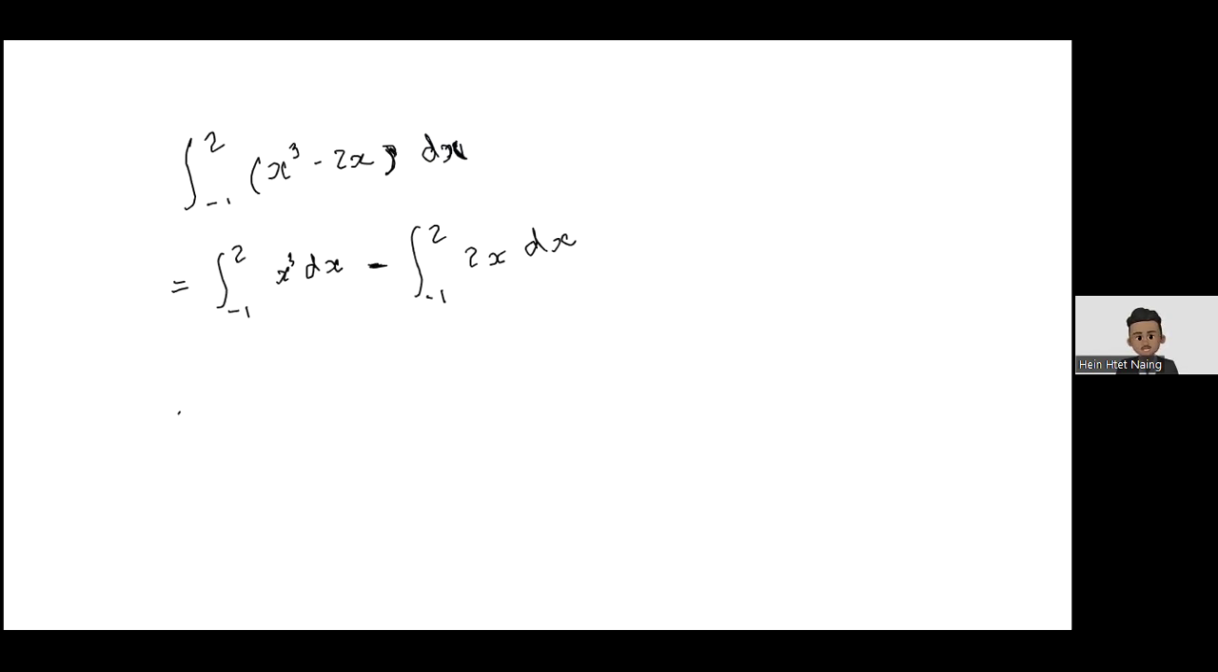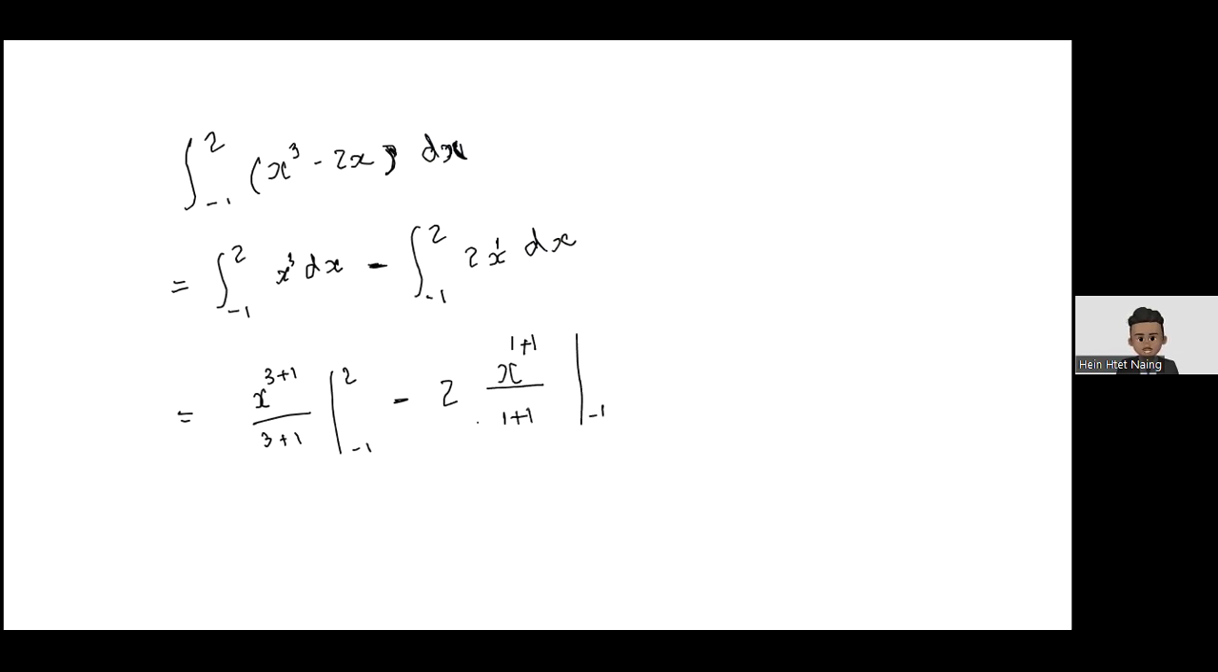When you integrate x power 3, it will be x power 3 plus 1 over 3 plus 1, and the limit is minus 1 to 2. And then subtract. Now when you integrate 2x, what will you get? 2 is just a constant, right? So we don't need to integrate it, just write 2 again. For x, here it is x power 1, right? When you integrate x power 1, it is x power 1 plus 1 over 1 plus 1. Our limit is minus 1 to 2. So we can just simplify this, right?